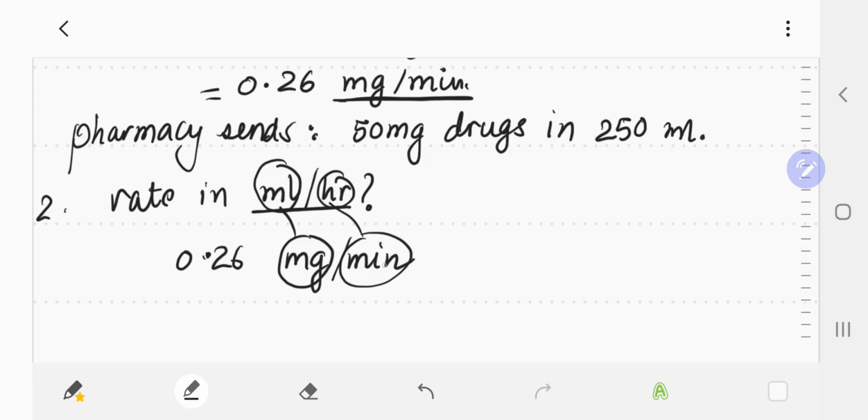I'm gonna convert first. Let's convert the minute into hour. So keep that in mind. We already know from the first calculation the doses in milligram per minute. Now the second question asks us to find the doses in milliliter per hour. So you guys definitely know how to convert minute into hour.